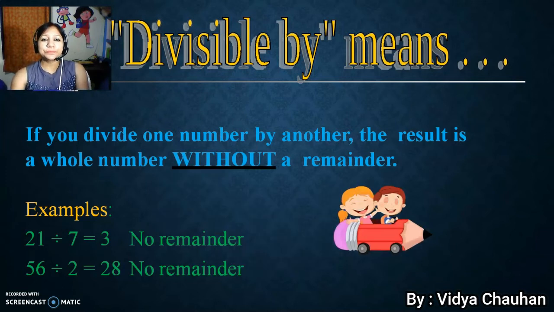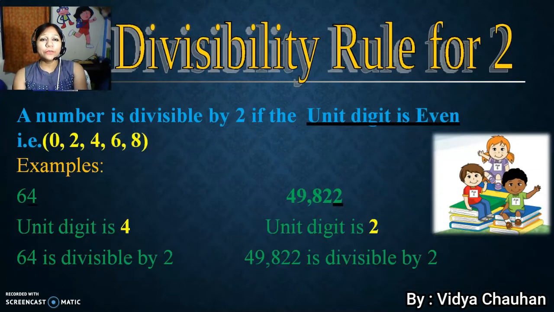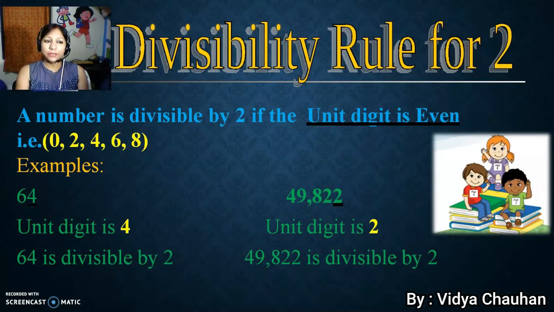Let's move forward, and we will come across the very first divisibility rule, the divisibility rule for 2. A number is divisible by 2 if the unit digit is even, or I can say it in a different manner, that it should be 0, 2, 4, 6 or 8. So if the unit digit, or the ones place digit, of the number is an even number, then the number is divisible by 2.